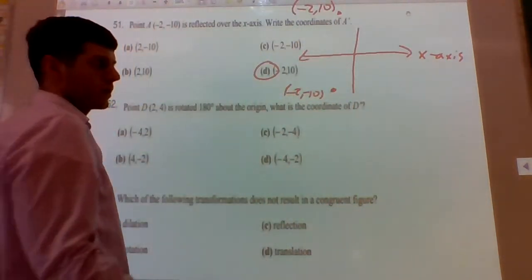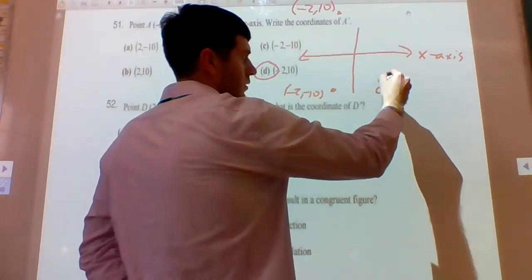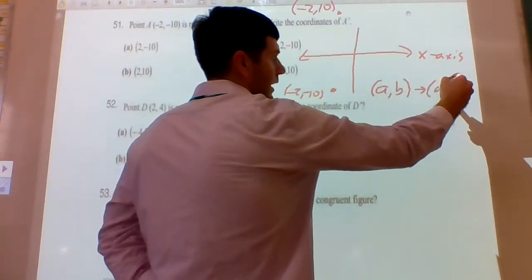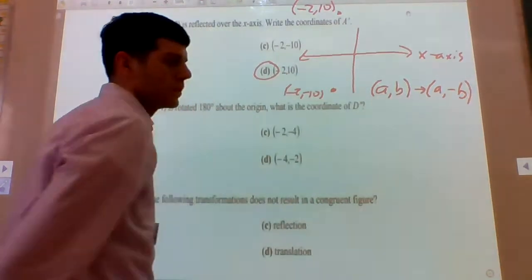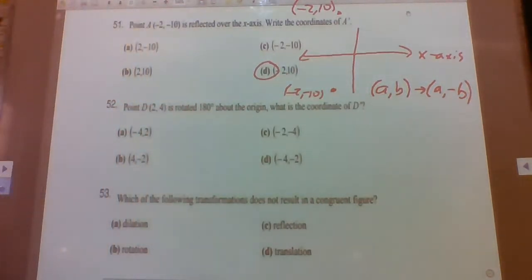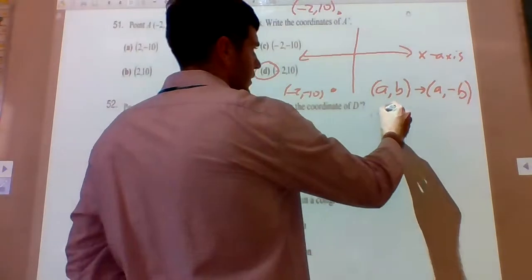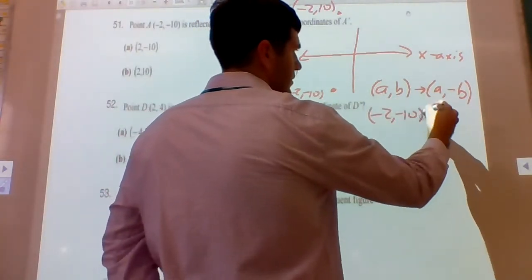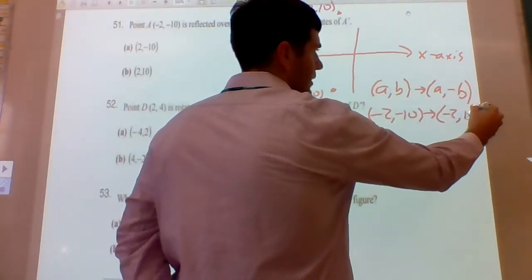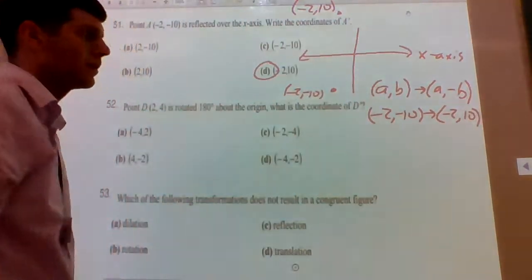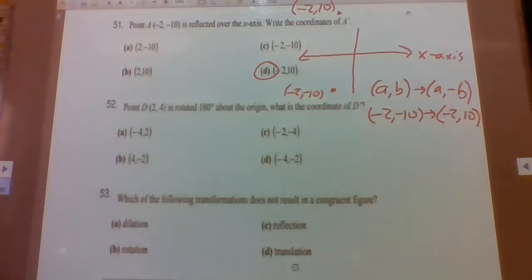The other way to do this is use our rule. So our rule is that AB goes to A, negative B when reflecting over the x-axis. I'm sorry, got to use my academic vocabulary. Reflecting, not flipping, but they mean the same thing. So our point was -2, -10, so that's going to go to -2, +10, which is what we figured out there.